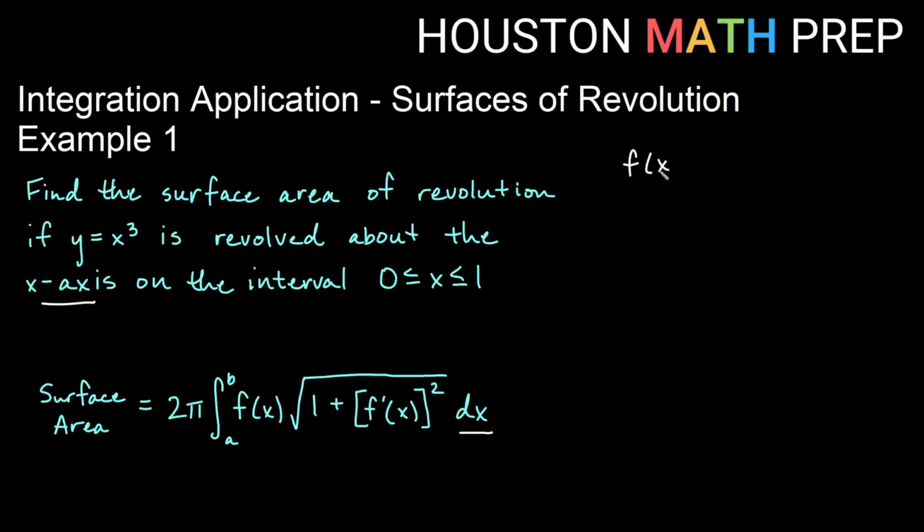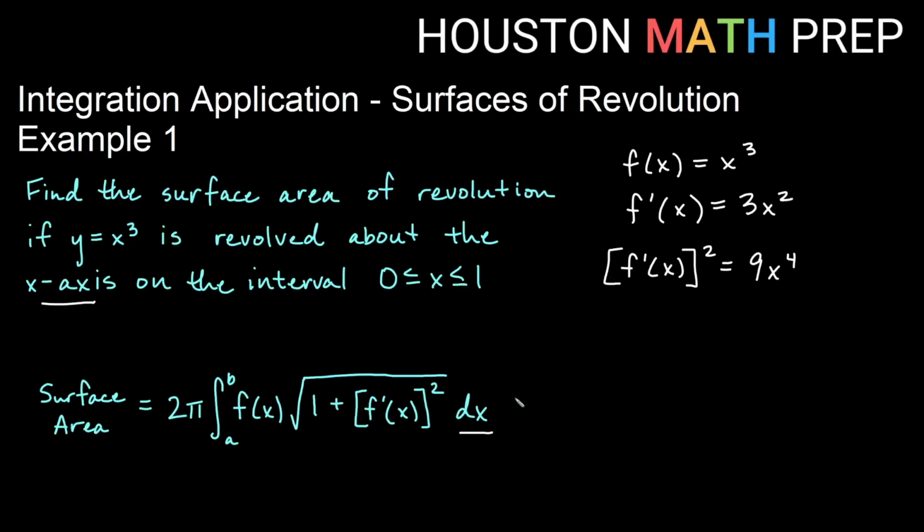So if my function f of x is x cubed, then the derivative of that function, which would be just a power rule since we have x cubed, would be 3x squared. In our formula here, remember that you need to actually square your derivative. So if I take my derivative and I square it, 3x squared times 3x squared is going to give us 9x to the fourth.